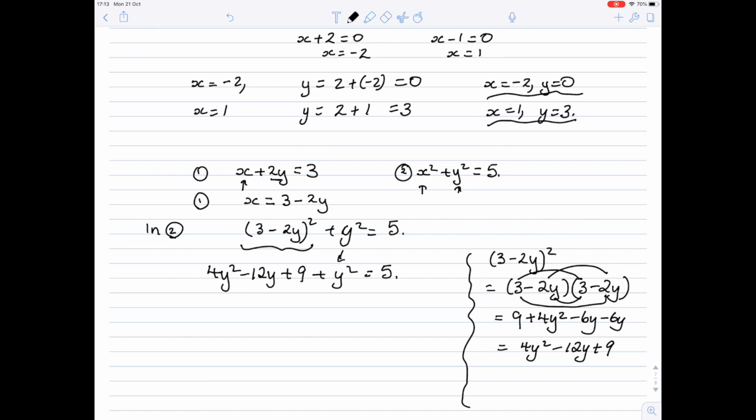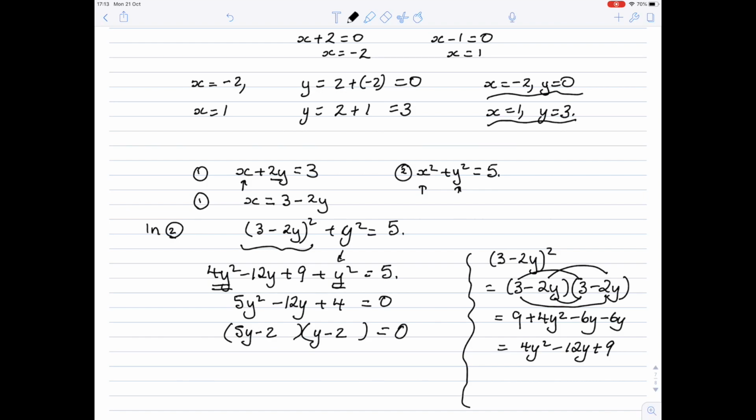So simplifying this, I've got 4y squared plus y squared, which is 5y squared, minus 12y. And then I'm going to take 5 away from both sides, so the right-hand side will be 0. 9 take away 5 is 4. And that's equal to 0. Quadratic equation, going to put it into two brackets. And the two brackets will be 5y minus 2 and y minus 2.